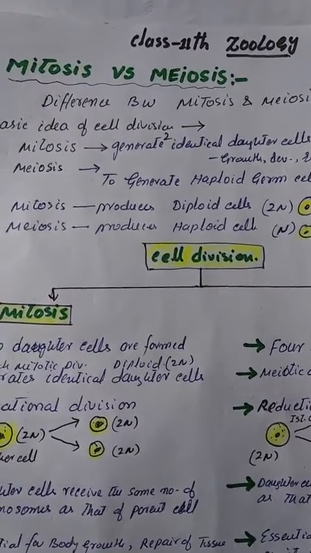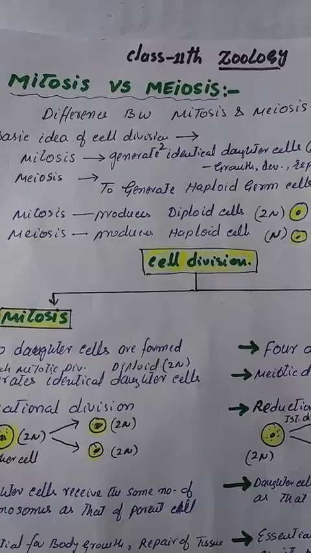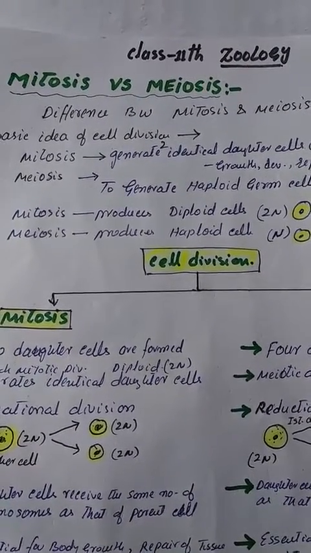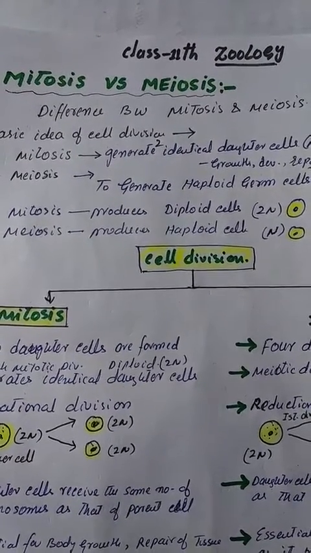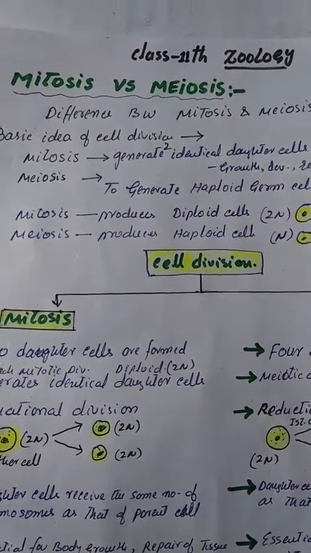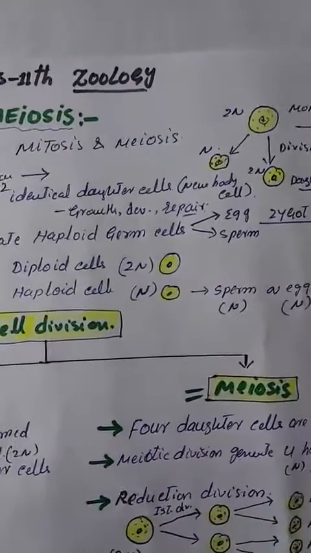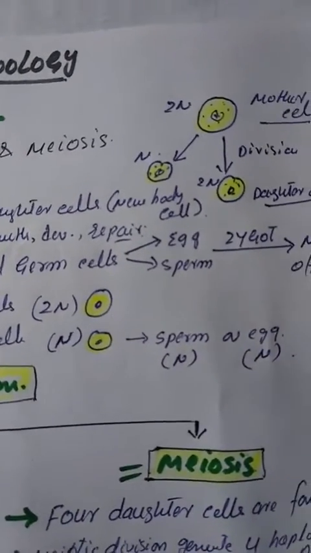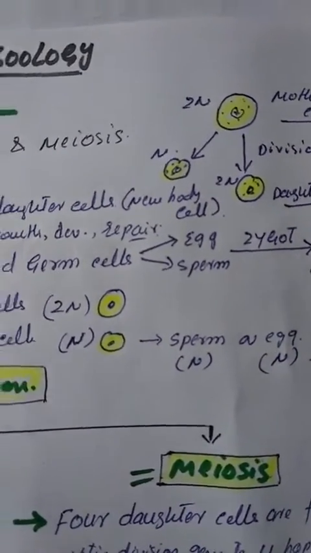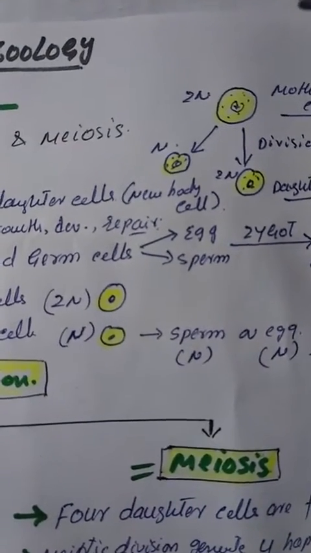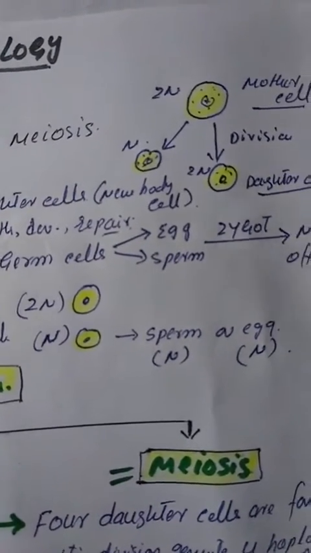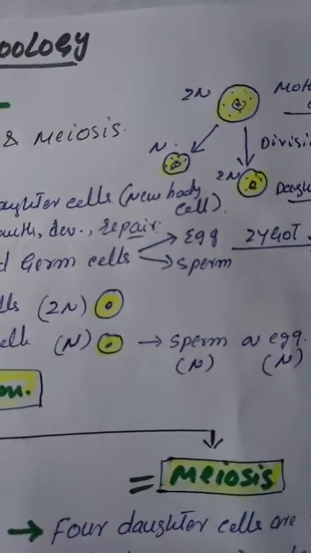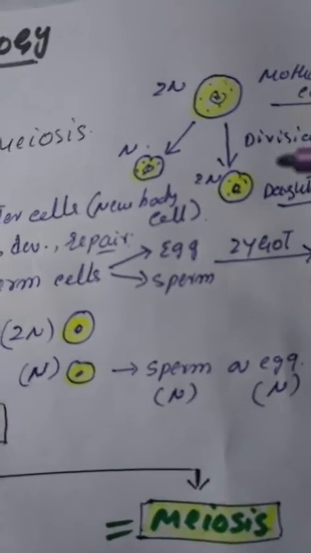First of all, we must understand the basic idea behind cell division. The basic idea behind cell division is the division of a mother cell to produce daughter cells. As we studied in our previous topic, cell division is of two types, that is mitosis and meiosis. In both these types of cell divisions, the mother cell divides and gives rise to daughter cells.